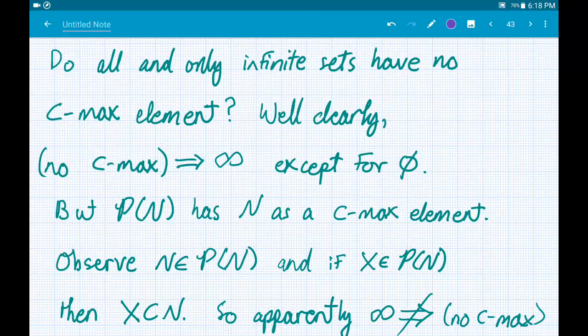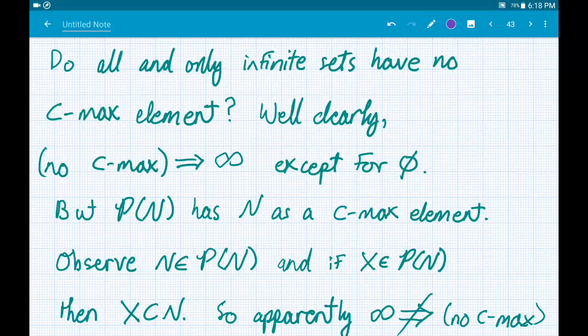Well, I claim clearly if a set has no submax element and is non-empty, then it has some element, and that has some set that properly contains it, and that has something that properly contains it, and so on, always coming up with genuinely new objects. This would imply that the set has to be infinite. So having no submax element definitely implies that the set is infinite.